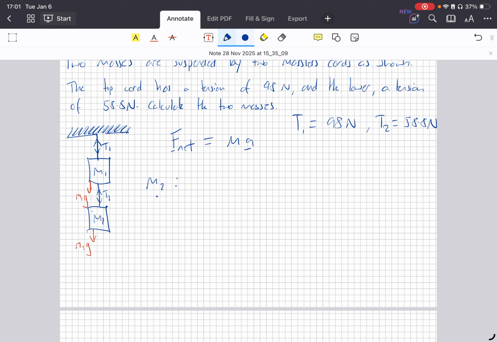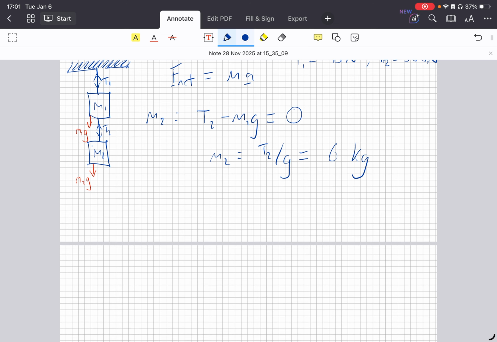All right, so for the second mass, first of all, what are the forces acting in this problem? In the upward direction, we have T2, and in the downward direction, we have M2g. So we have T2 minus M2g. What's that equal to? It's equal to the mass times the acceleration, but of course the acceleration is zero. This thing isn't moving, so it's equal to zero. We can simply rearrange this to give us that M2 is equal to T2 divided by g. T2 is 58.8. If you divide that by g, which is 9.8, you'll find that this gives us a mass of 6 kilograms. So that's our first mass.